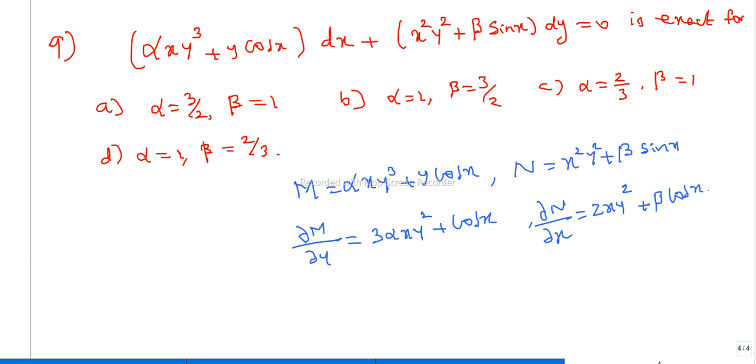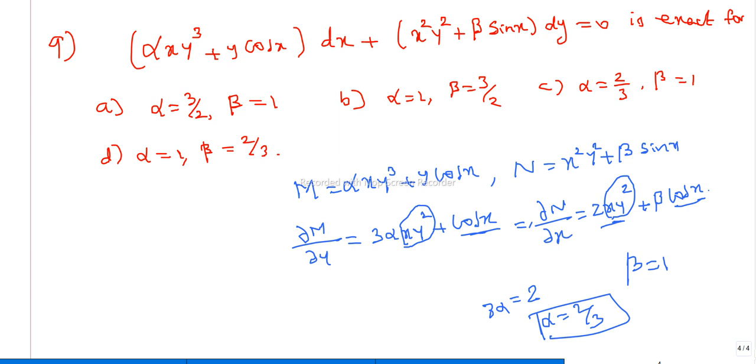Now both should be equal. Here we have cos x and here we have cos x, therefore beta should be 1. And here the coefficient of xy square is 2, and here the coefficient is 3 alpha. Therefore alpha is 2 by 3. So alpha is 2 by 3, beta is 1. Option C is correct.